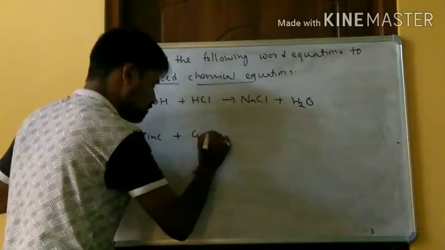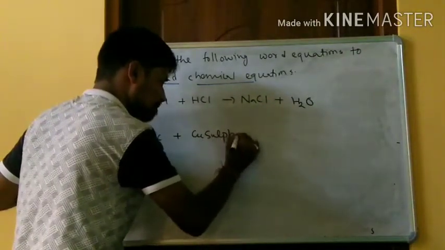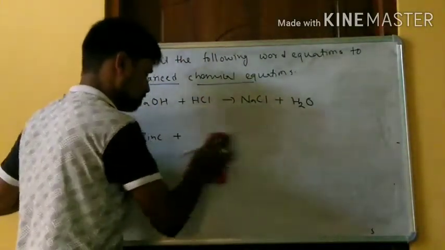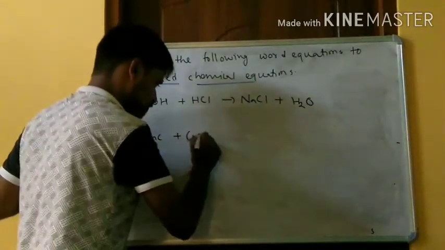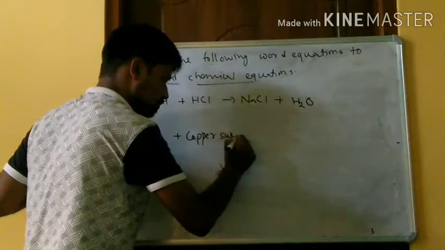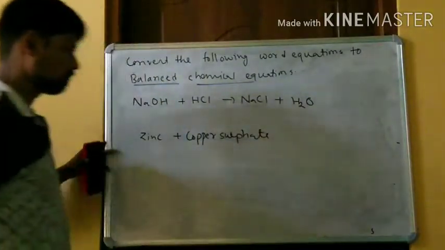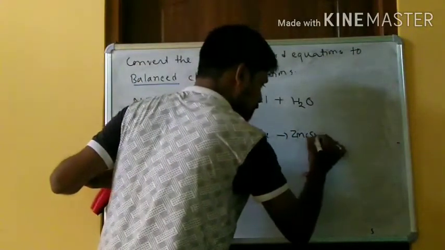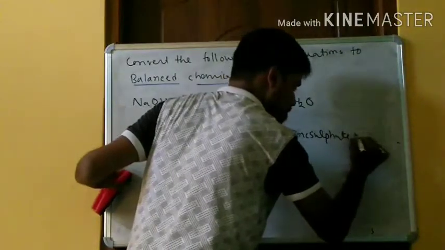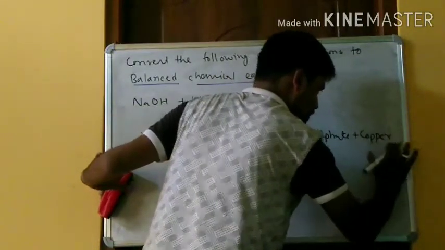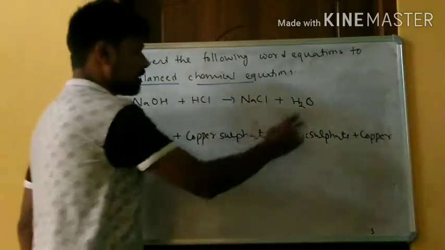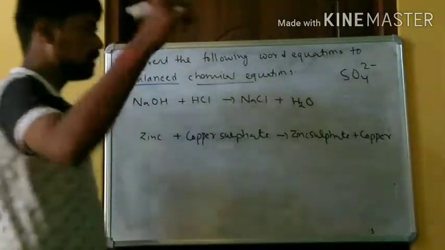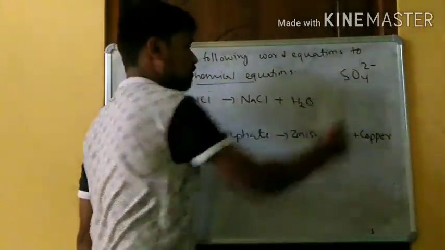Zinc plus copper sulfate will become zinc sulfate and copper. The formula of sulfate is SO4 2 minus. Write it down in the ionic table. The formula of sulfate is SO4 2 minus.